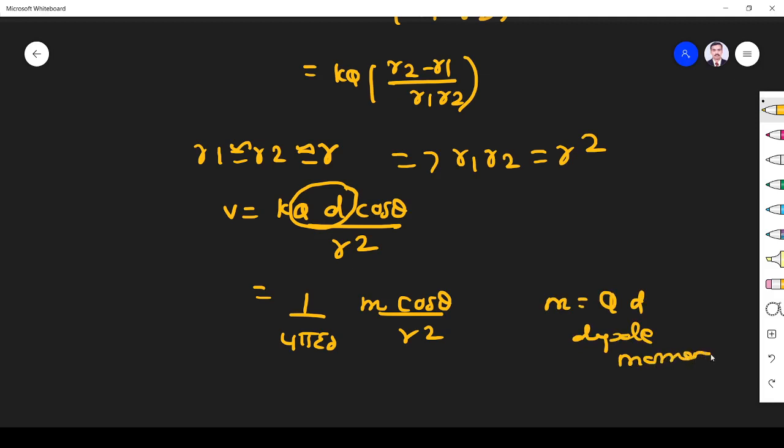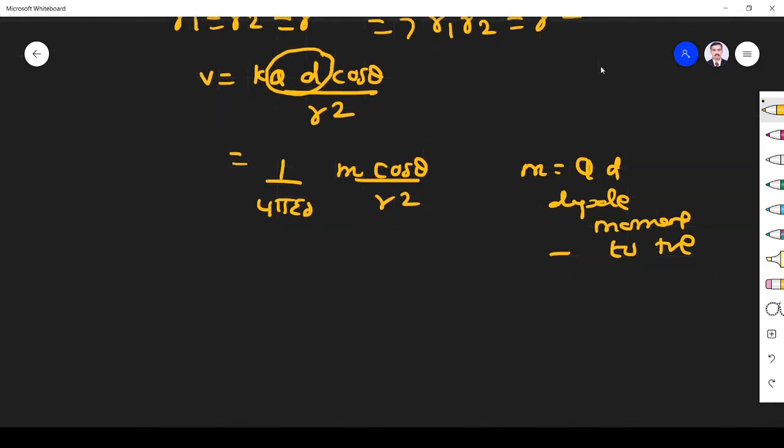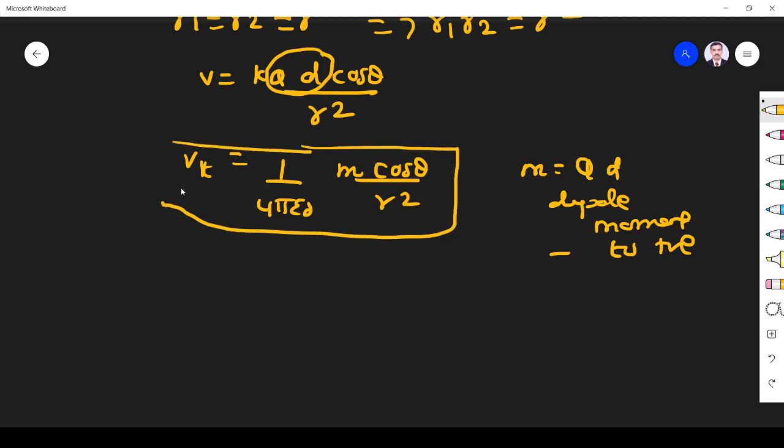It is always from the negative charge to the positive charge. Please remember this. Okay, the dipole moment always goes from the negative charge to the positive. So what is the electric potential due to this? V total, the potential due to the dipole, is 1 by 4 pi epsilon naught M cos theta divided by R square. Right?